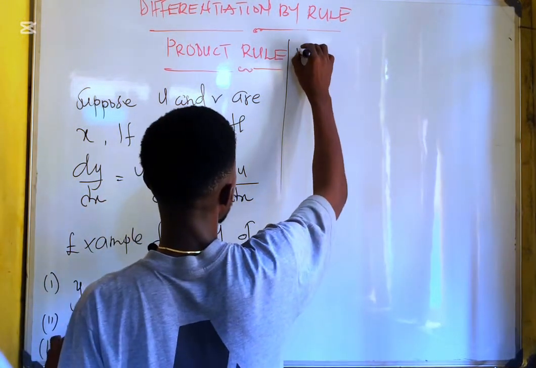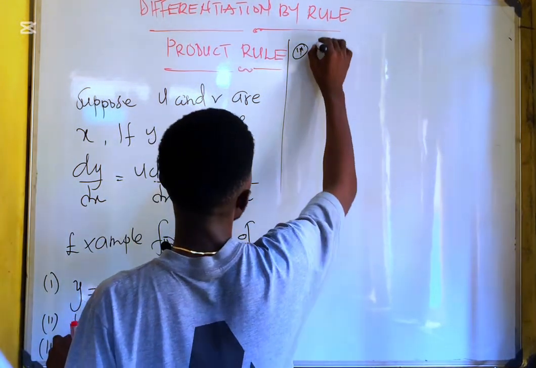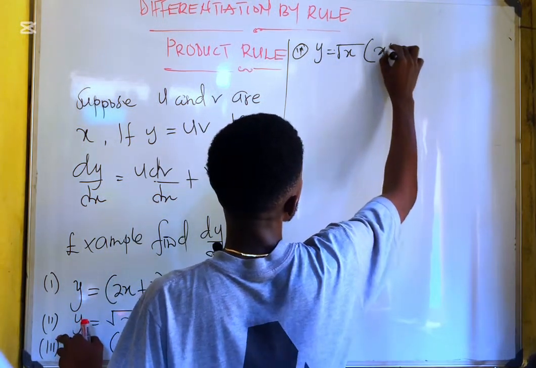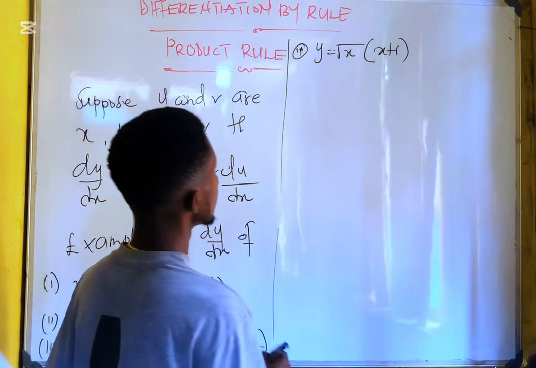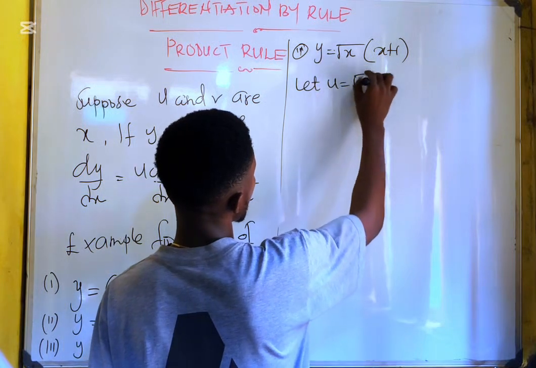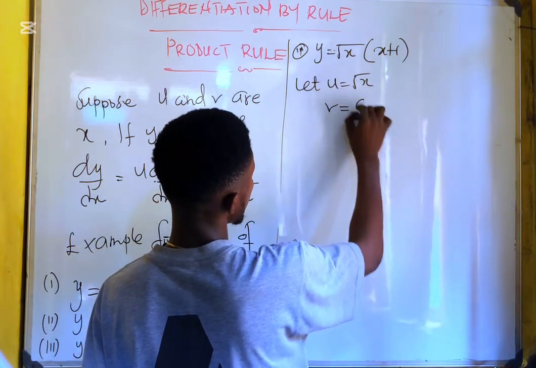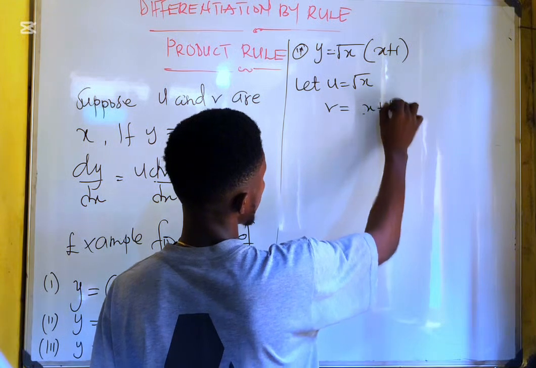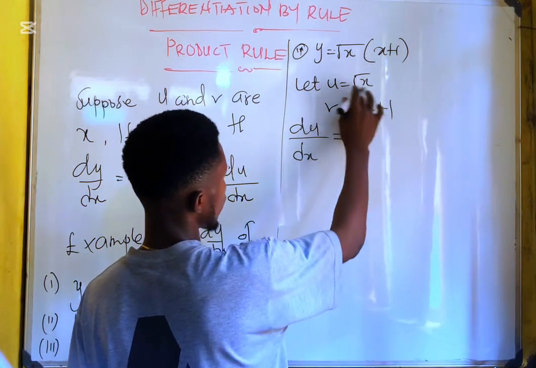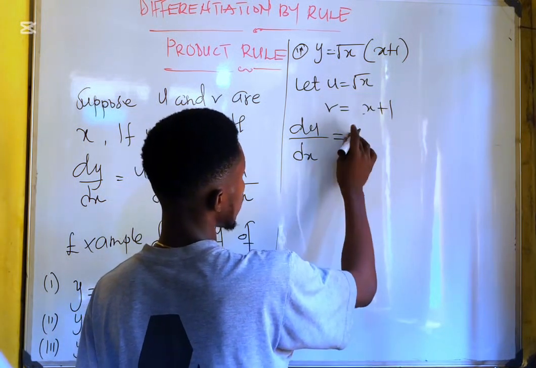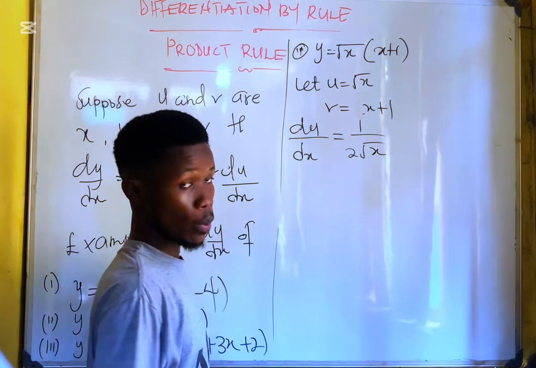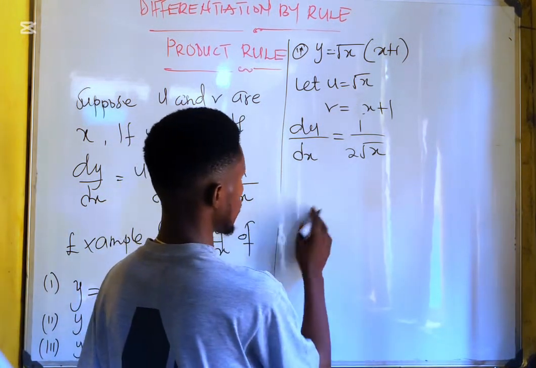The example 2, or the ii, we have y equals root of x, bracket open, x plus 1. Is that okay? So in this case, you have to say let u be equal to root of x, v be equal to x plus 1. So du/dx, we already have differentiated this thing, right? If you differentiate this, you have 1 over 2 root x. We will use the first principle to do that, or let me prove it for you to see.